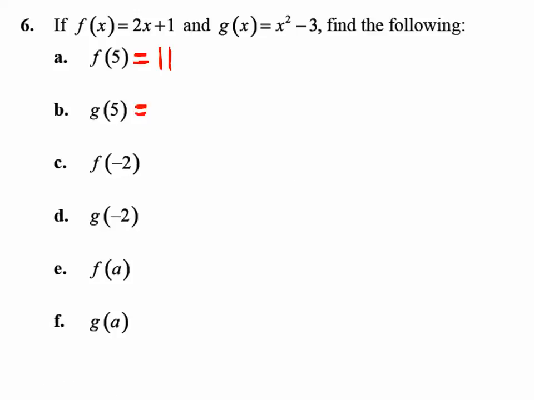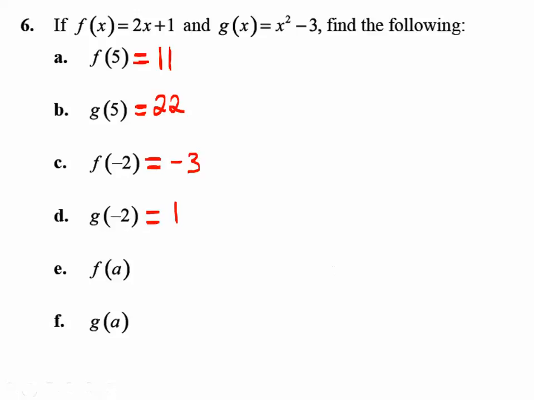Are we okay with the 11 for the first one? The 5 has to be plugged into the f function. That's going to be 10 plus 1. For b, the 5 gets plugged into the g function. This time it's going to be 5 times 5 is 25, subtract 3 or 22. For c, the negative 2 gets plugged into the f function here. For d, negative 2 gets plugged into that, so negative 2 times negative 2 is 4. 4 subtract 3 is 1.